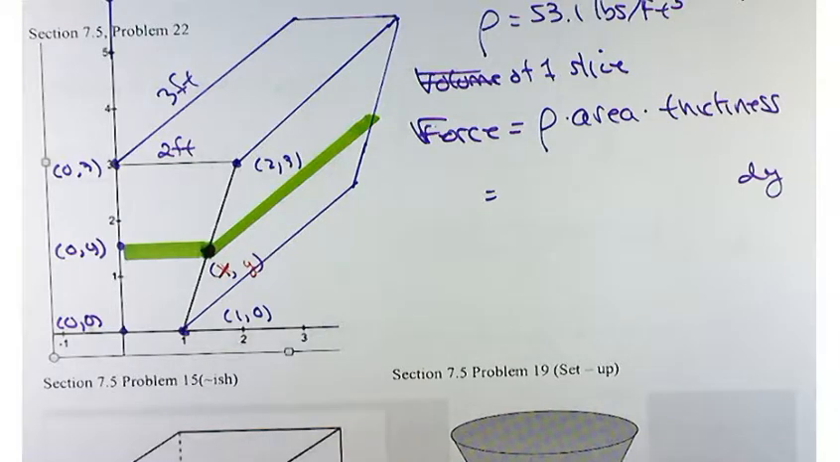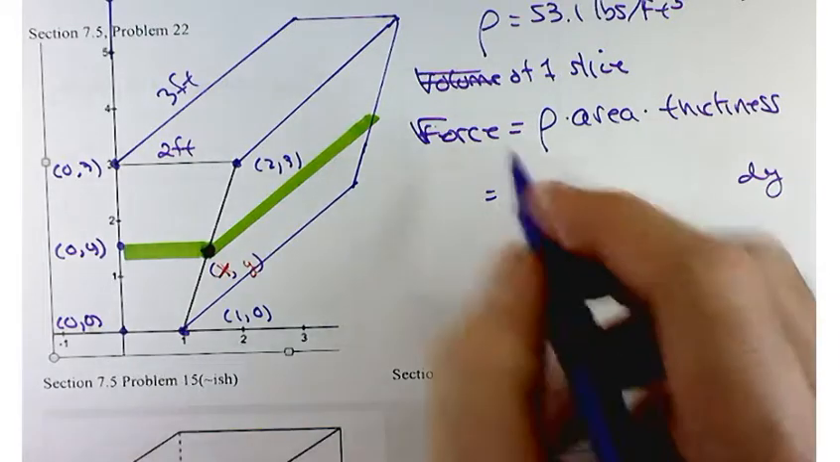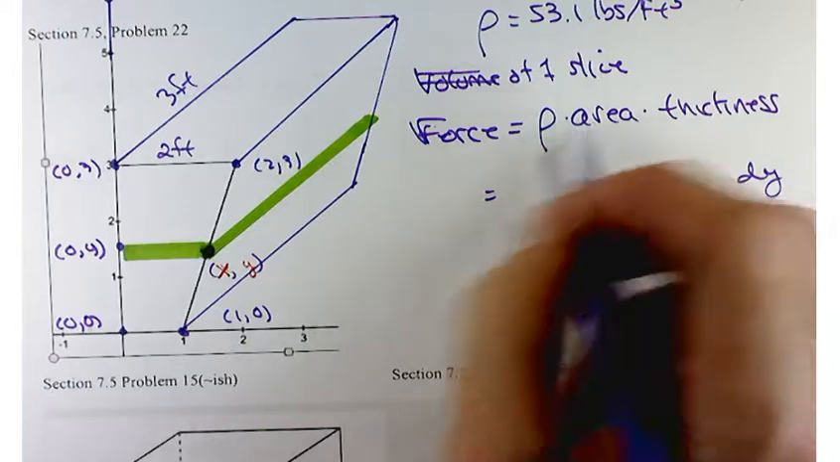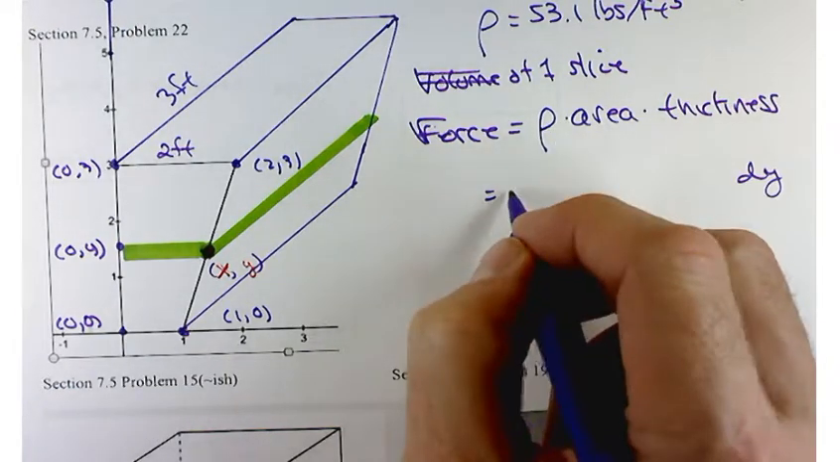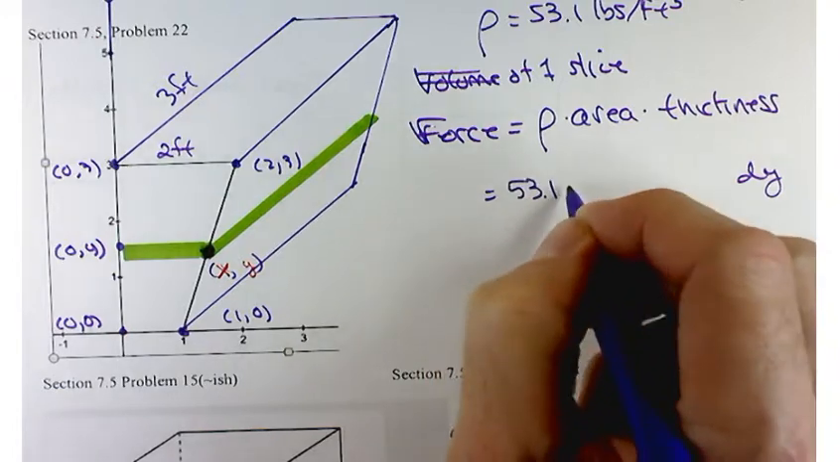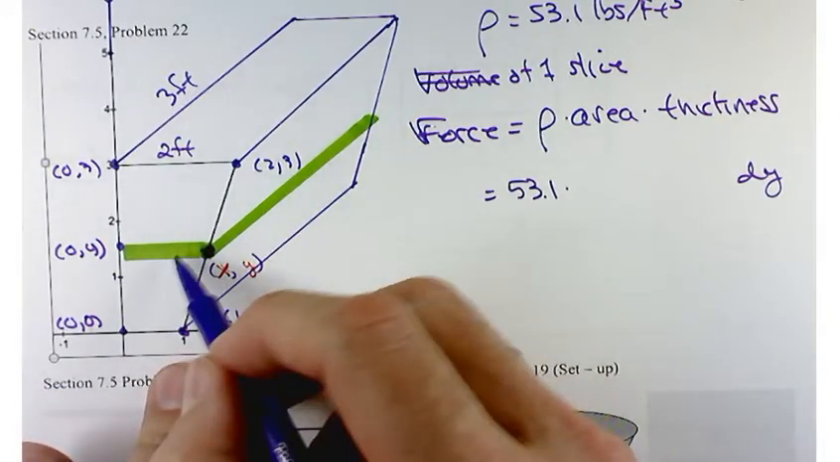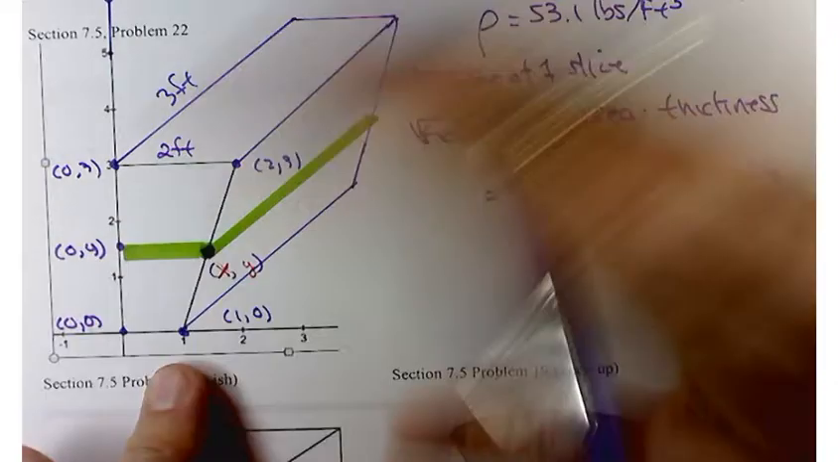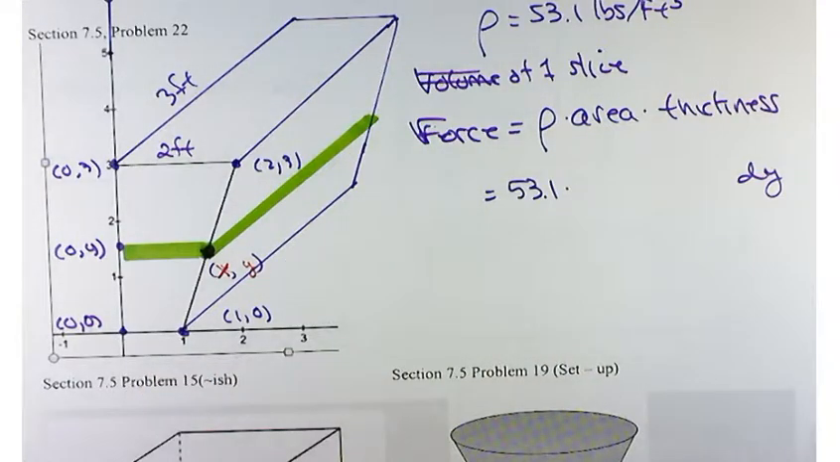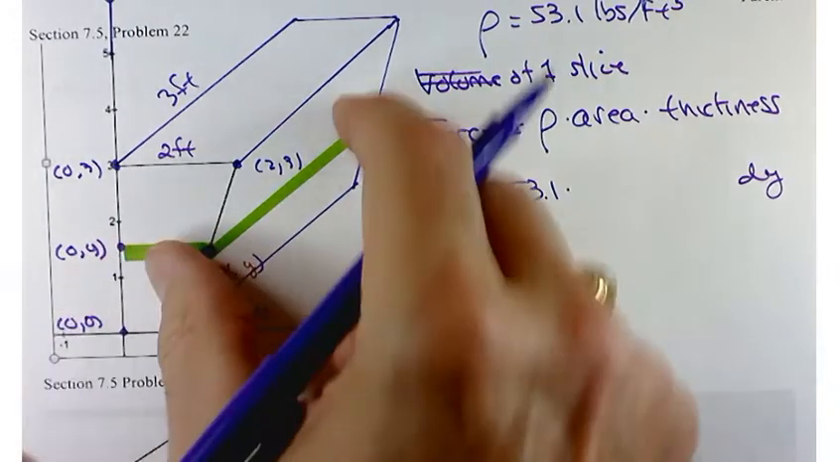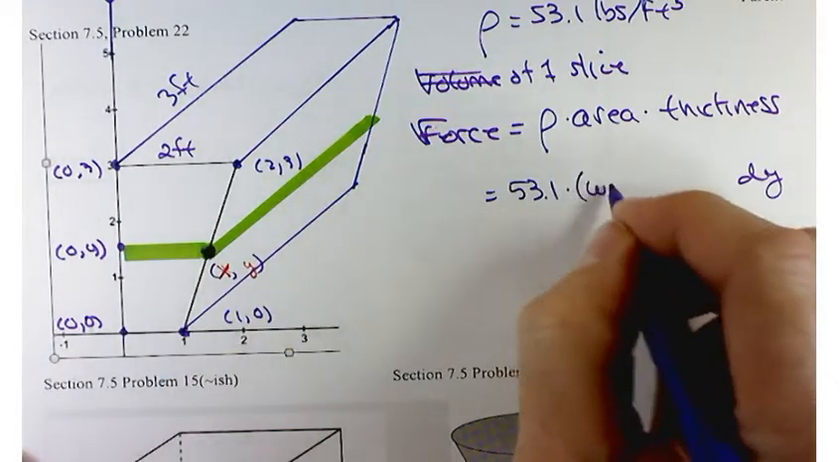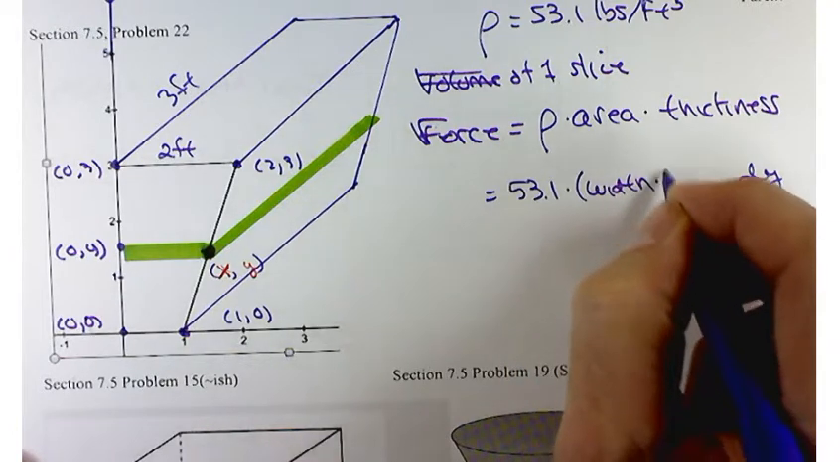So the force is going to be the weight density times the area times the thickness. So 53.1. Now what kind of a figure am I going to get when I take a cross section horizontally? A rectangle. So a rectangle is going to be the width times the length.